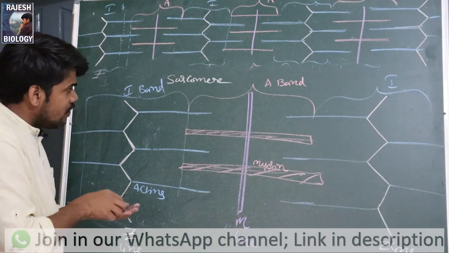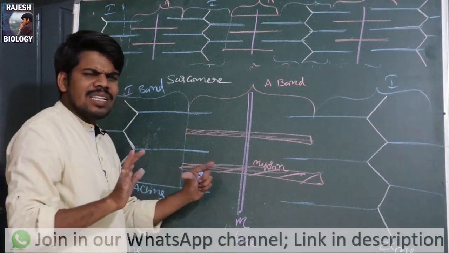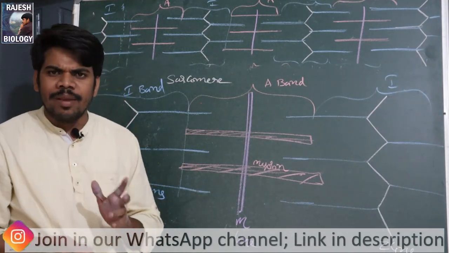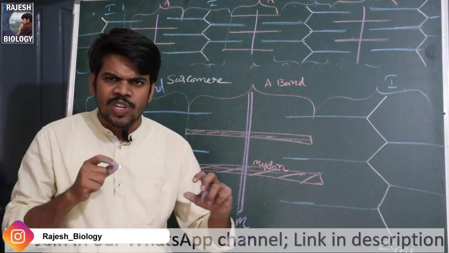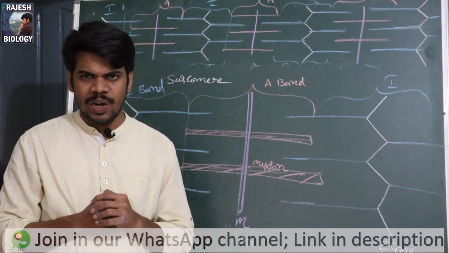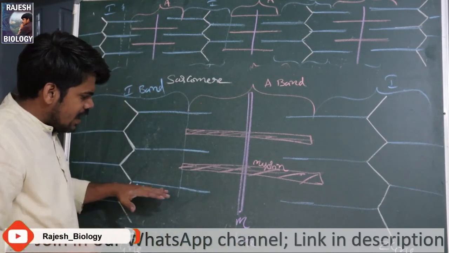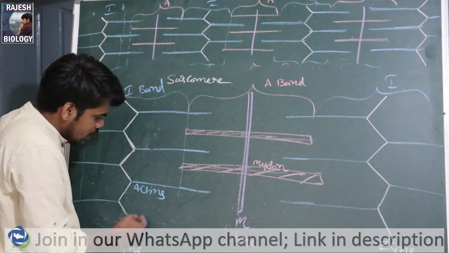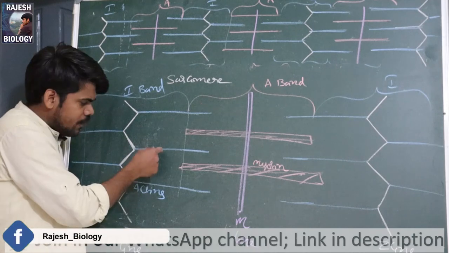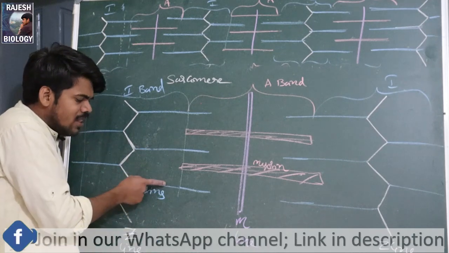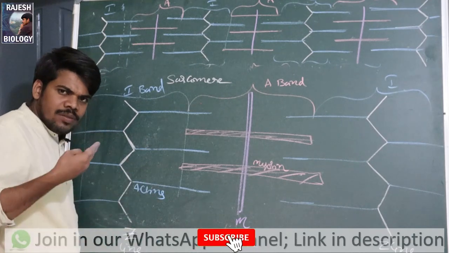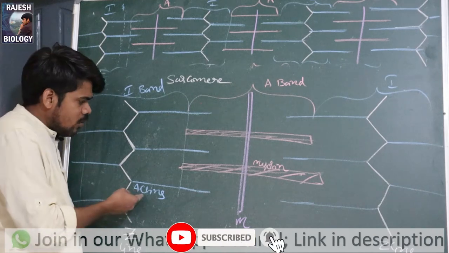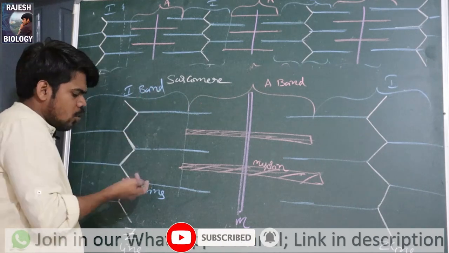Why is it called the A band? Why is it called the I band? What is the abbreviation of the I band and A band? We have to understand that first. When we observe under the microscope, the light passes through this. That means thin filaments allow the light. That's why it is called isotropic.